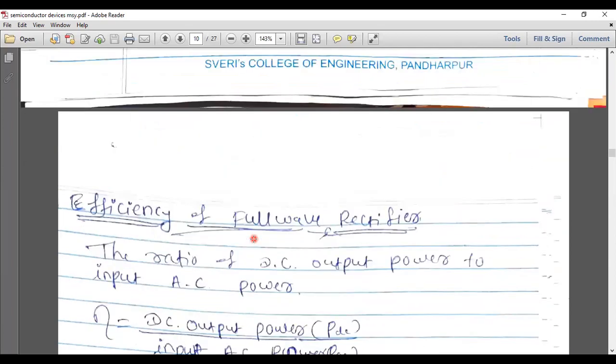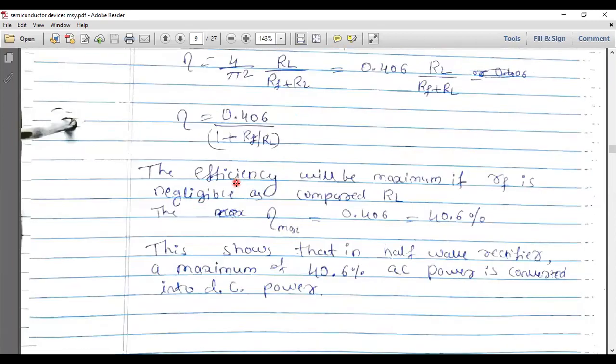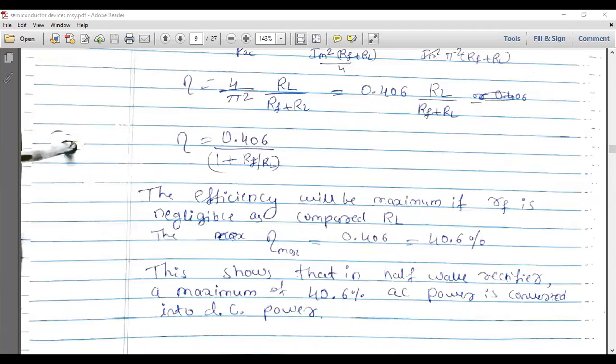Next, we have already discussed the full wave rectifier also. So we'll go for the next one. The ripple factor is over. So the full wave rectifier here, the center tap transformer we have used here now.